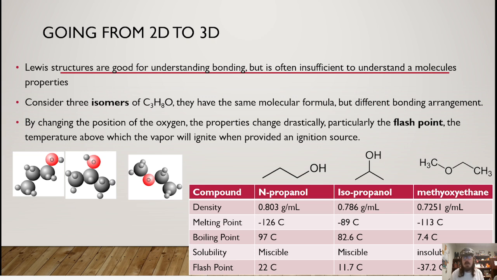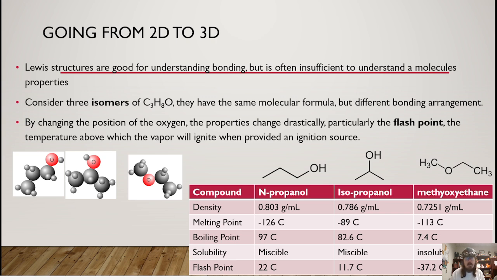And even though it has an oxygen, which we'll learn is very polar, it is insoluble in water. It doesn't want to mix with water. And its flash point is incredibly low at negative 37.2. So at any normal temperature we would experience in a room, if there is a flame, it is going to burst into flames.